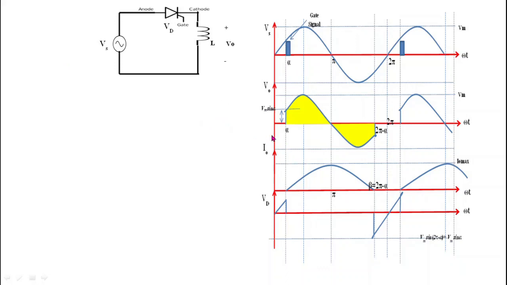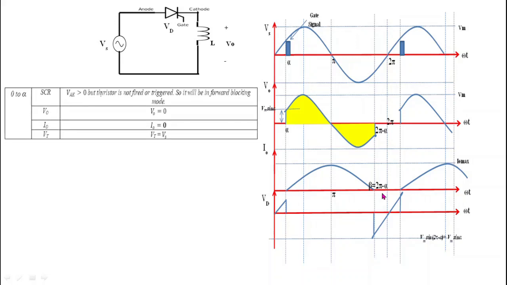First we will see the operation from 0 to alpha, then from alpha to beta, and then from beta to 2 pi. So first, from 0 to alpha, the anode to cathode voltage is greater than 0. Why? Because from 0 to alpha, Vm sin omega t, which is Vs, is positive. When this sinusoidal voltage is positive, positive potential is applied to the anode of the thyristor, so VAK becomes greater than 0.